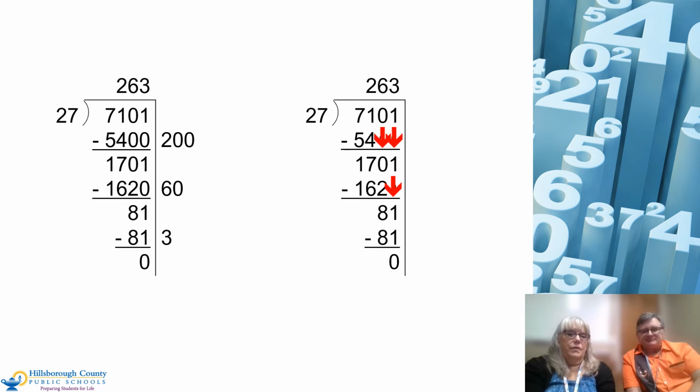Correct. So I'm thinking in this one, how many groups of 27 will fit in 71 hundreds. Yes. And 54 of those groups, I'm sorry, 200 of those will fit into 7,101. Yes.